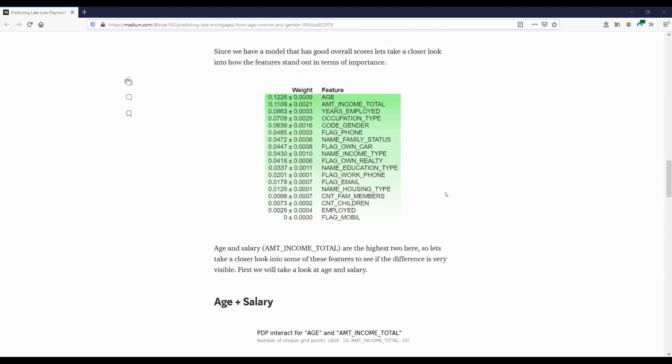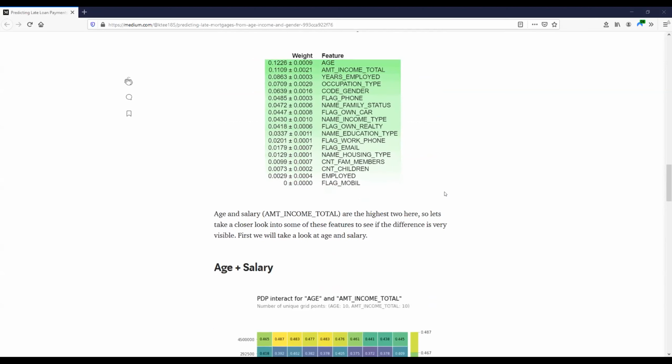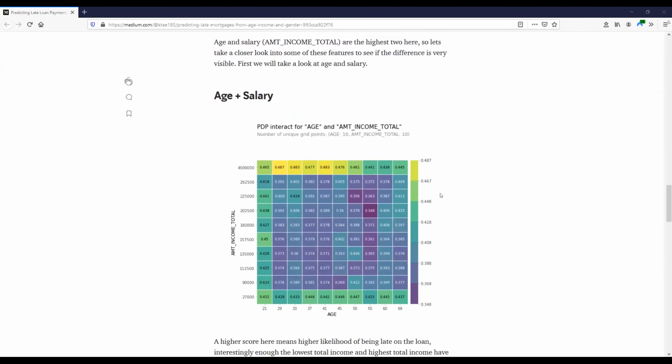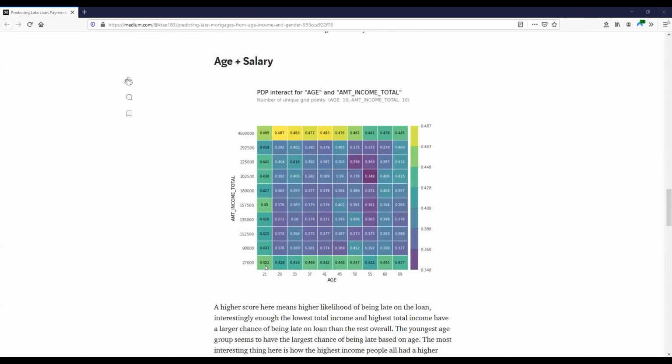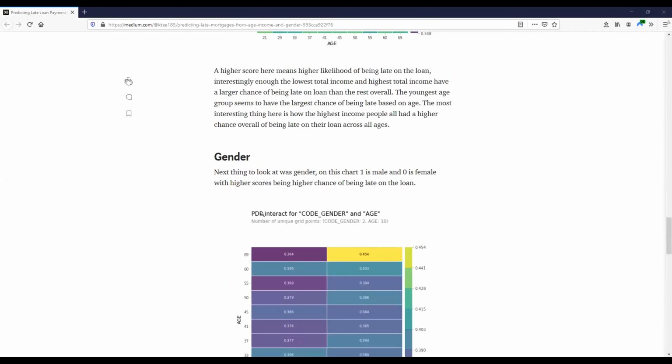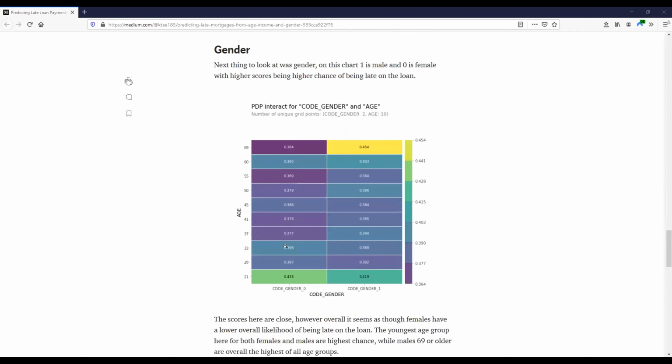So I decided to look at age and salary to see if there's any kind of disparity in it. And it's pretty interesting because you see that the highest earners are actually the highest to have a problem paying their loans on time. The higher number here is the more likely to not have a loan paid on time. So lowest income, highest income, and youngest are all having the same problem. Gender, females actually have lower likelihood of defaulting, except some are a little off.